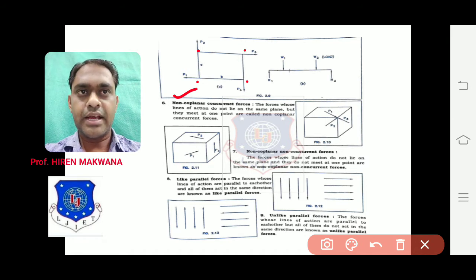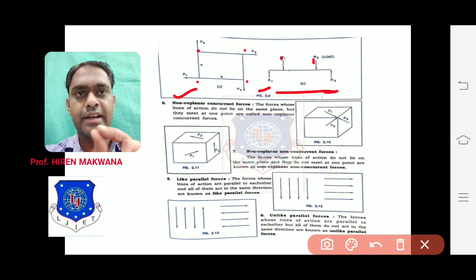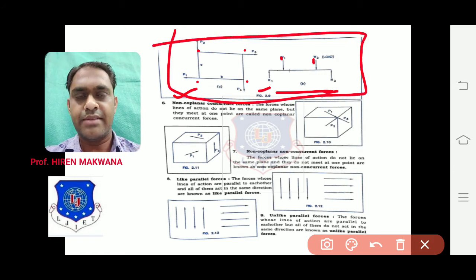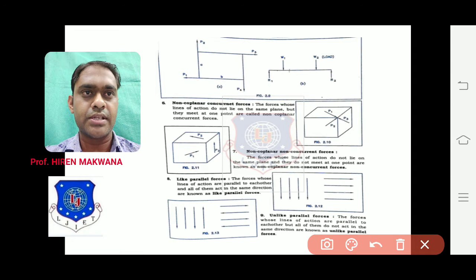Okay, so they are not concurrent forces. Similarly in this, 1, 2, 3, 4. But the 4 forces are not intersecting at the same point, so that's why they are non-concurrent forces. But the plane of the forces is the same, so they are known as coplanar forces. Okay, now let us see the next, non-coplanar concurrent forces.